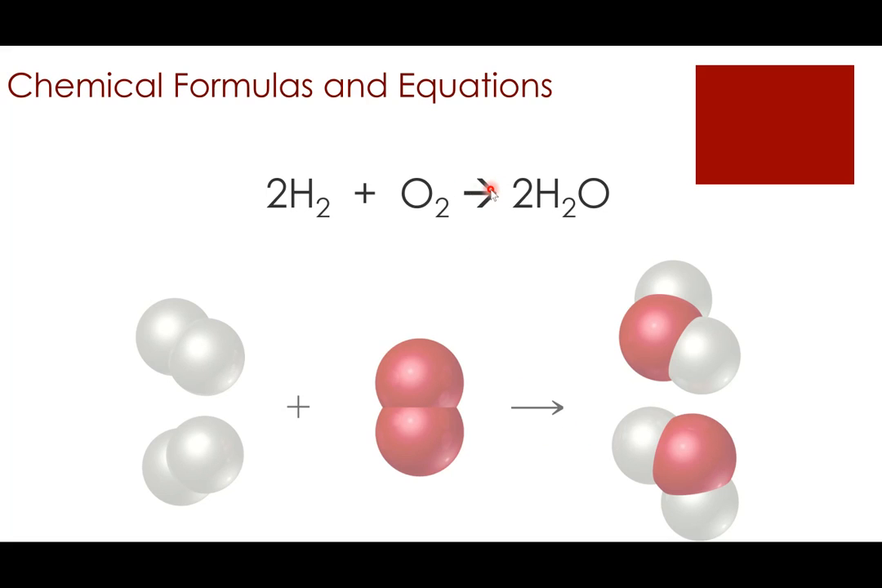The reaction arrow is kind of like the equal sign in chemistry. Everything to the left of the reaction arrow is our reactant. So what are we reacting together? What are we mixing together? Everything on the right-hand side of the reaction arrow is our product.